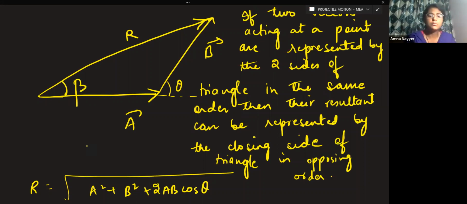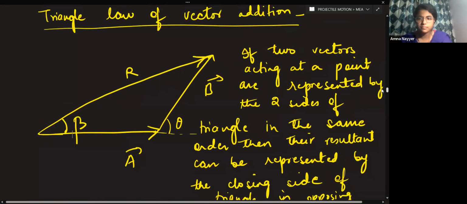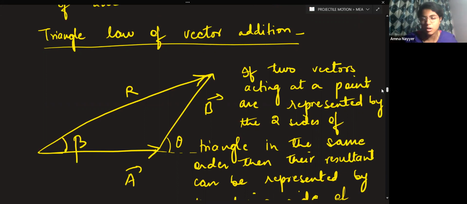Fine, let's do a numerical also on this. But before that, just note down this law. Just note down this triangle law. So everything is the same. That's why your understanding of the parallelogram law becomes important.